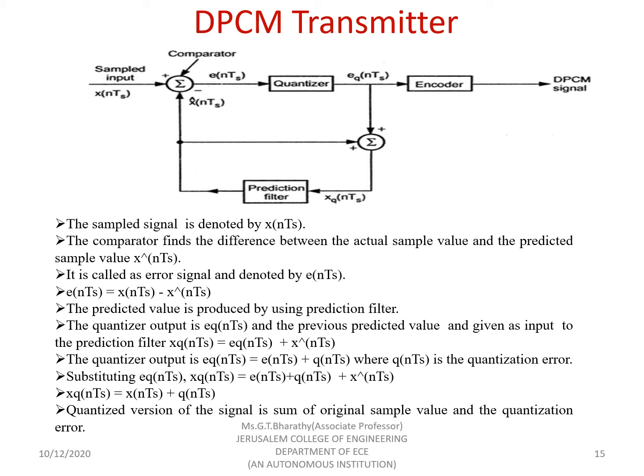So we can see that the quantized output will be equal to the actual input plus the quantization error. That is, xq(nTs) will always be equal to the summation of x(nTs), the actual sampled input, plus the quantization error, which is q(nTs).